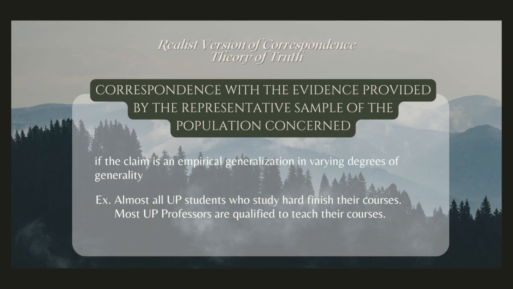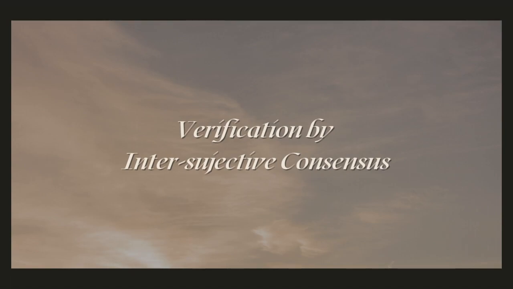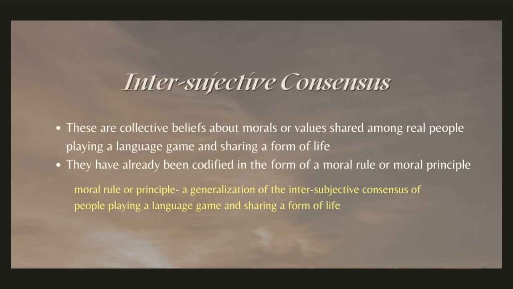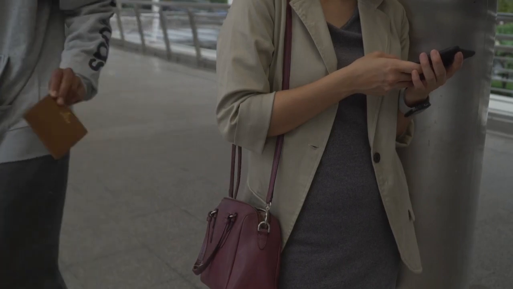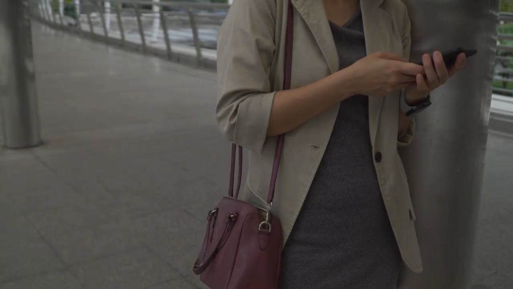Another way for us to verify claims is using what we call intersubjective consensus. Intersubjective consensus are collective beliefs about morals or values shared among real people playing a language game and sharing a form of life. These have already been codified in the form of a moral rule or moral principle. Say the evaluative claim stealing is wrong. Stealing is wrong is an example of a moral rule or principle.